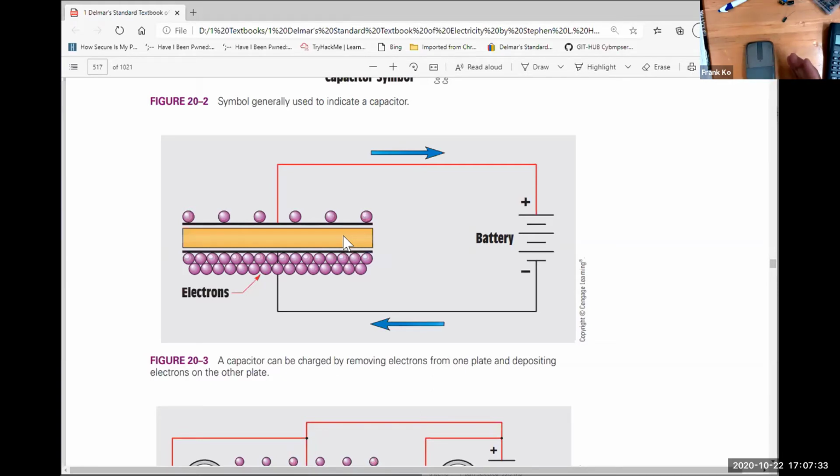We'll see how this is beneficial to us when we put capacitors in circuits. But fundamentally, what do capacitors do? They store charge and they release charge. Does that sound kind of like a battery? Doesn't a battery store charge and doesn't it release charge? It does. Capacitors are not a battery.